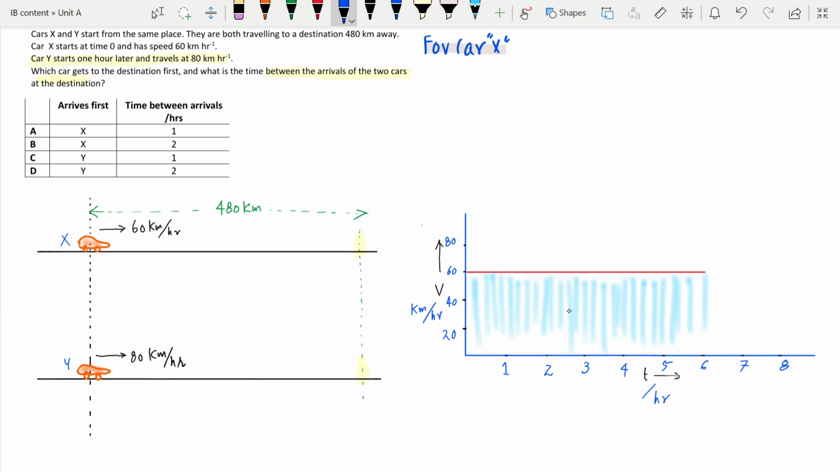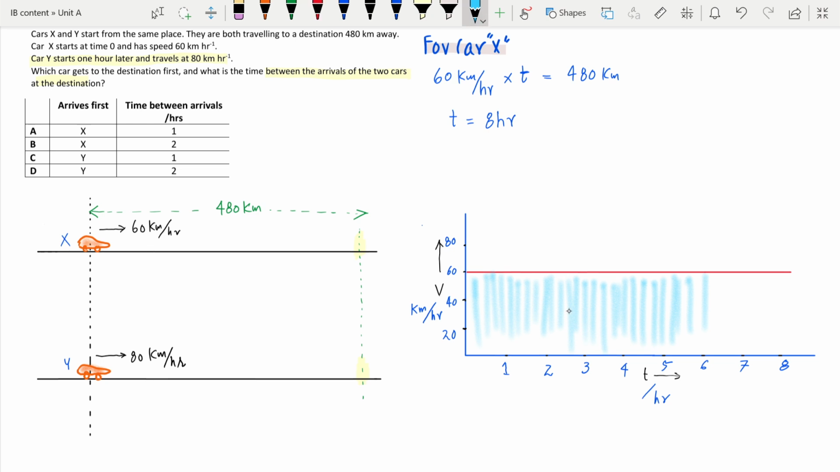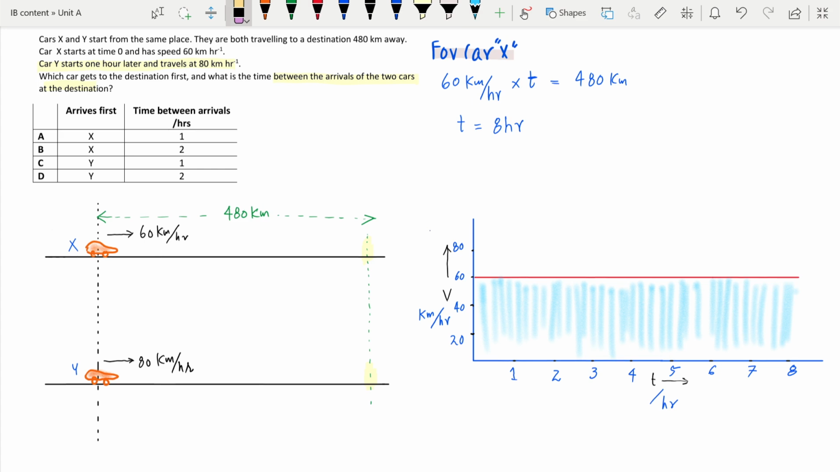So this is the area of a rectangle. One side is the time and the other side is speed. So 60 kilometers per hour times t, which is unknown, is equal to 480 kilometers. You can find out easily from here that it will be 8 hours. It means I should extend it to 8 hours, and the complete area will be equal to 480 kilometers.